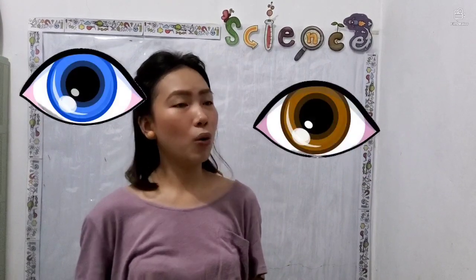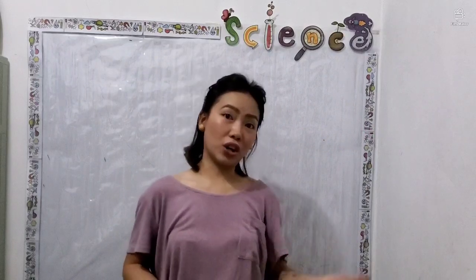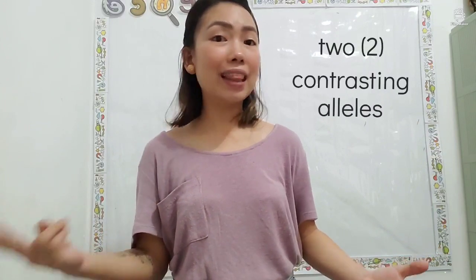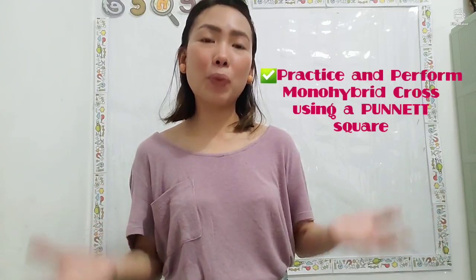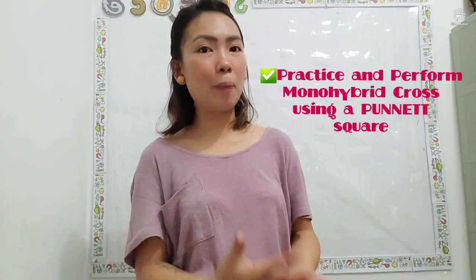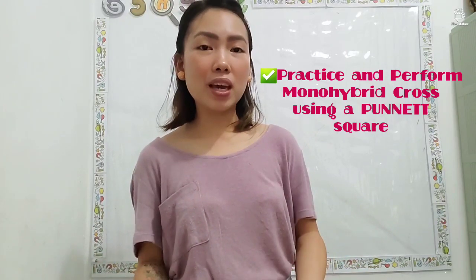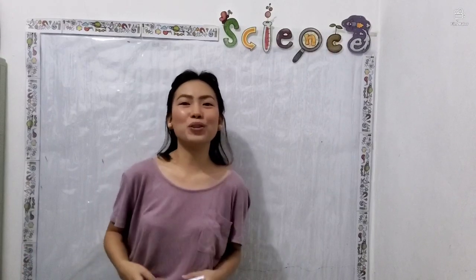Or for example, blue eyes and brown eyes. Or a fair complexion and a dark complexion. Or we will perform a cross between two contrasting traits, dalawang magkaibang traits, and we will identify what would be the result of these traits using the monohybrid cross. So we should be able to practice and perfect how to crossbreed in a monohybrid cross using a Punnett square, because this lesson will be just the same as what we will do with the next lessons. So let's get into the monohybrid cross.